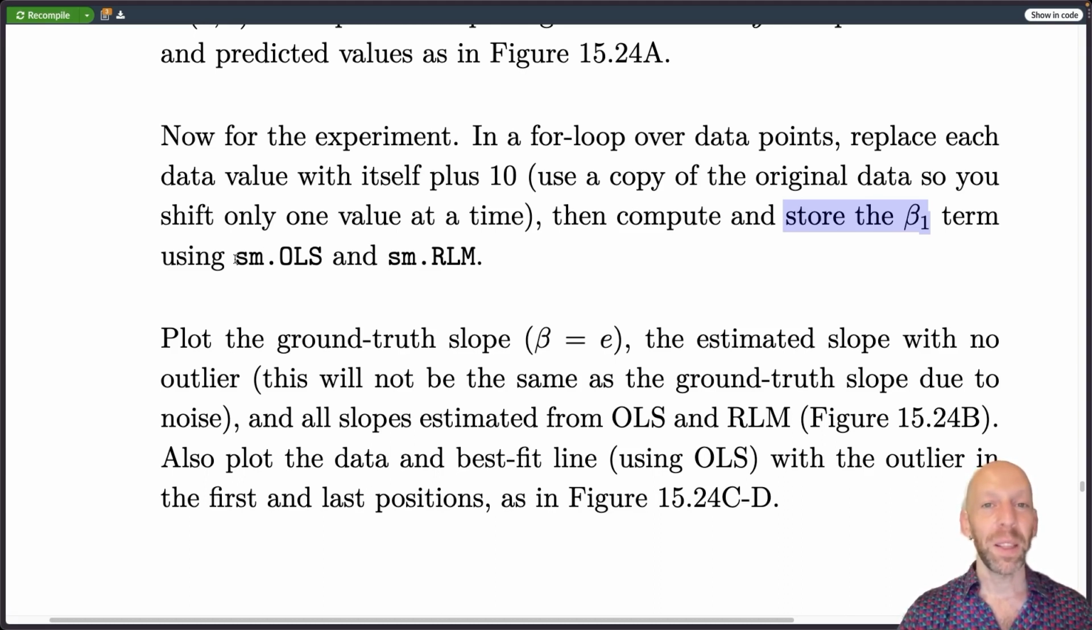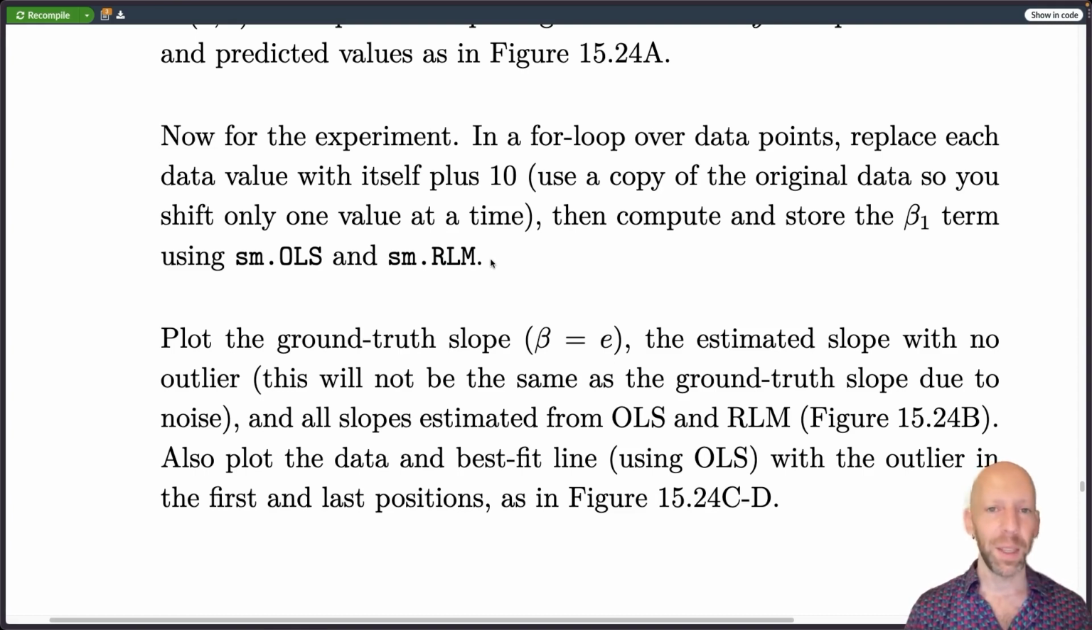Okay, but then you want to fit the data twice, once using OLS, which you are already familiar with, ordinary least squares, and then again using sm.rlm. So this is for reweighted linear models. This is a robust regression analysis that's provided in the statsmodels library.